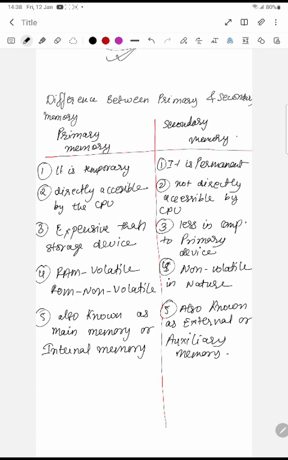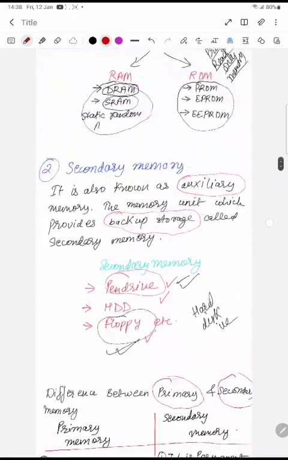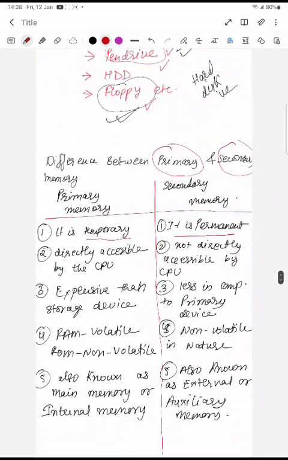Now let us see the basic differences between the primary memory and secondary memory. Okay, so let us move forward. Primary memory is a temporary memory, whereas secondary memory is a permanent memory. As we have discussed before, primary memory is volatile in nature and secondary memory is non-volatile in nature.